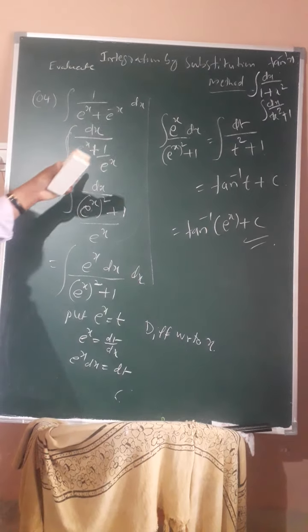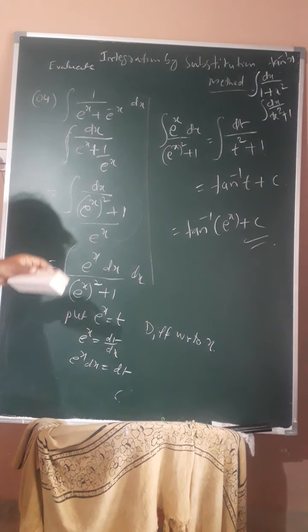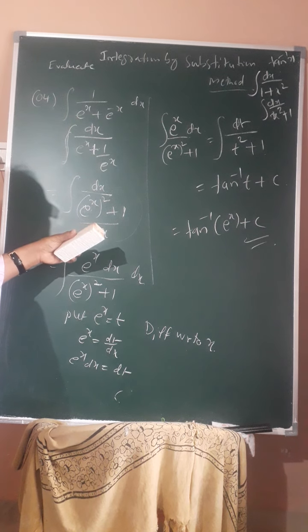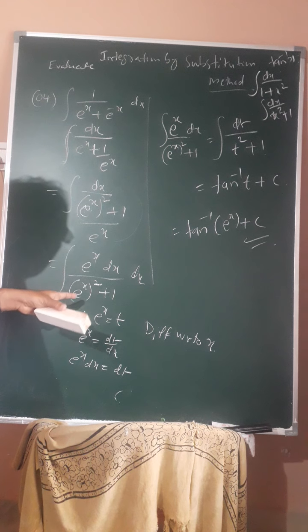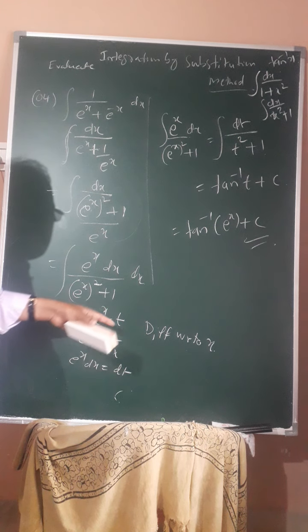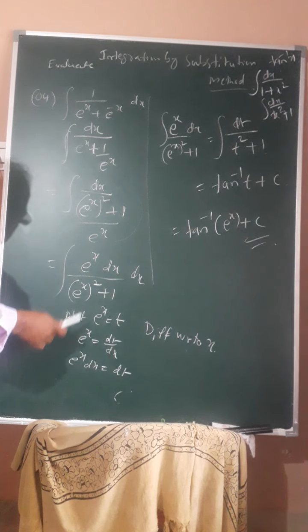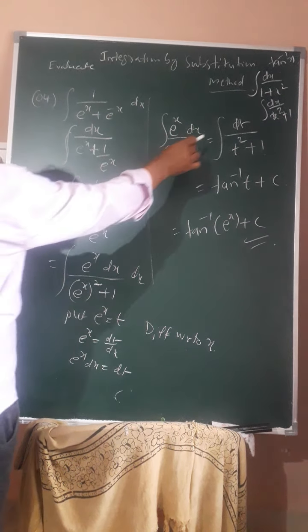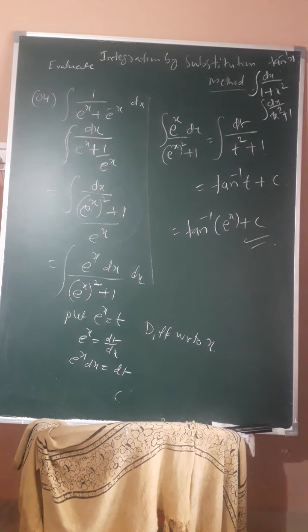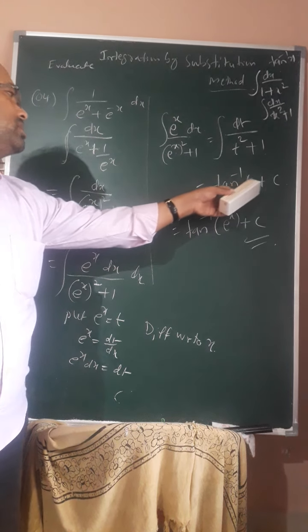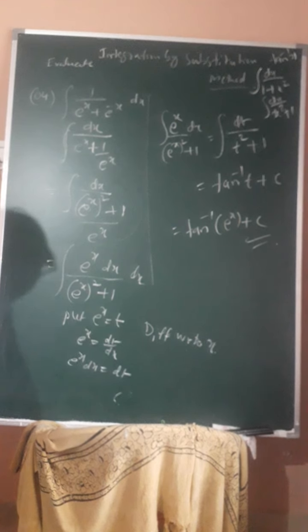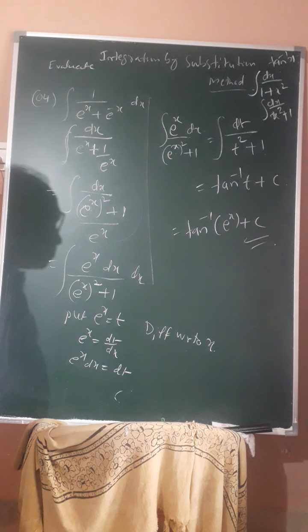Here simplification is important. You should write e raised to minus x as 1 by e raised to x, take LCM e raised to x and simplify. Then this term will go to the numerator, and substitute e raised to x as t and differentiate with respect to x. e raised to x dx becomes dt, and e raised to x square is t square plus 1. So you know the standard result: the integral of 1 by t square plus 1 is tan inverse t plus c. What is t there? e raised to x plus c. I hope you understood.